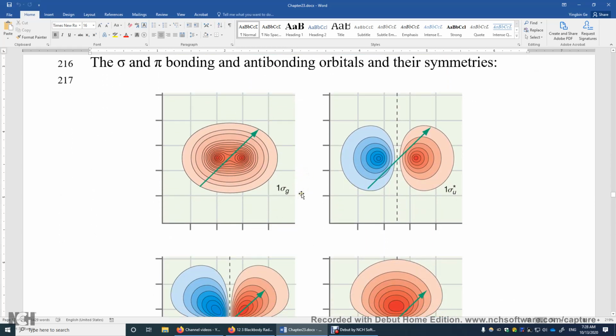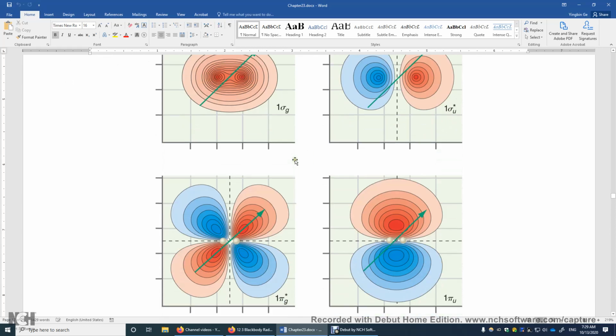We can assign G and U symmetries to the bonding and antibonding orbitals. This is a sigma bonding orbital. So how do we assign this G or U notation? You draw an arrow that crosses the center of the molecule, and then you look at the sign of the arrowhead and the sign of the arrow tail. If they have the same sign, it's a G symmetry. When they have opposite signs, it's a U symmetry. So that's why in this sigma antibonding orbital, you have a U symmetry with respect to the center of the molecule.